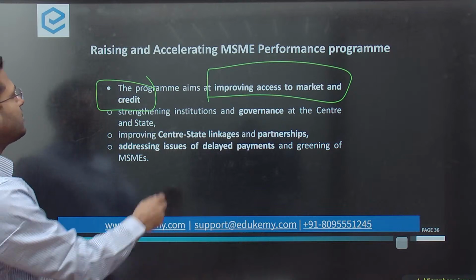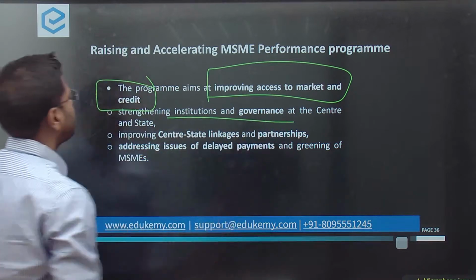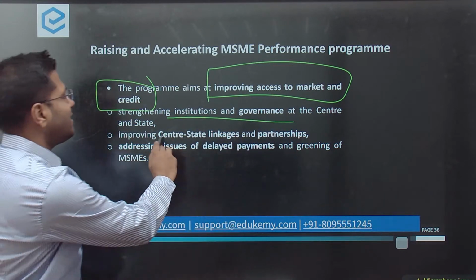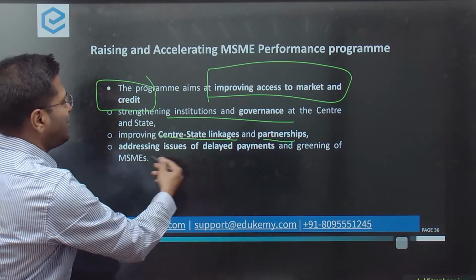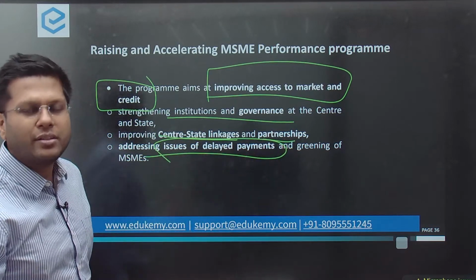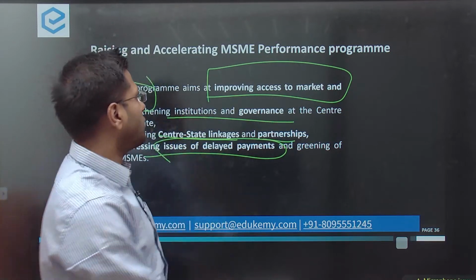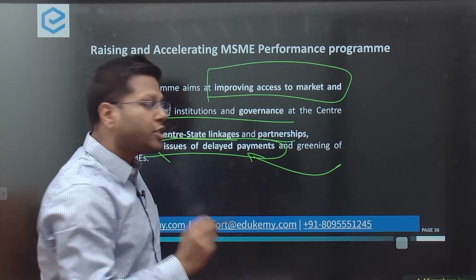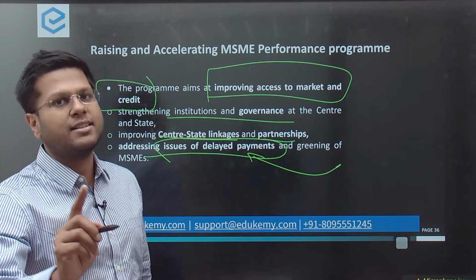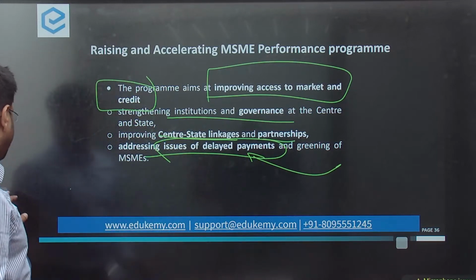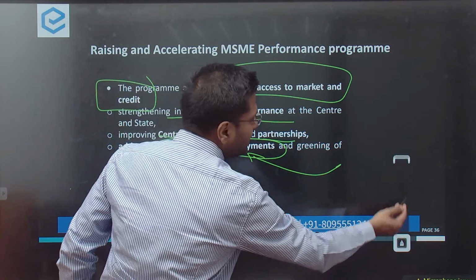Strengthening institutions and governance at the center and state. Improving center-state linkages, partnerships, and ensuring that the payments for these MSMEs are not delayed. There is a portal, and if you people name that portal, I'll be happy. There's a portal which ensures that timely payment to MSMEs is done, right? Please put it down in the comment section. All right, so this is the RAMP scheme.